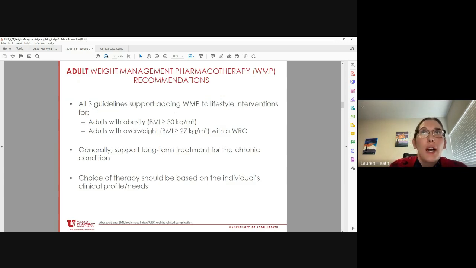All 3 U.S. guidelines support the option of adding weight management therapies to lifestyle interventions for adults with obesity or overweight with a BMI greater than or equal to 27 and a weight-related complication. Generally, guidelines recognize obesity as a chronic condition and support using long-term adjunctive pharmacotherapy. Choice of pharmacotherapy should be individualized, considering unique risks and benefits. Next slide, please.